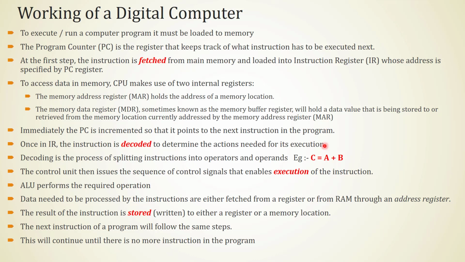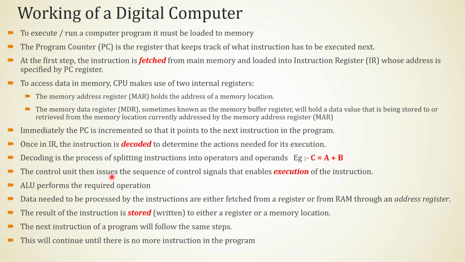When an instruction is stored in the instruction register, it will undergo a decode operation. Decoding is the process of splitting an instruction into operators and operands. For example, C equal to A plus B is an instruction. Here we have three operands: C, A, B are operands, and plus and equal to are operators. We all know the purpose of the plus operator: to add those two contents. Here equal to means some value will be stored in C, that is, some value will be assigned to C. So equal to is considered a storage operator or assignment operator.